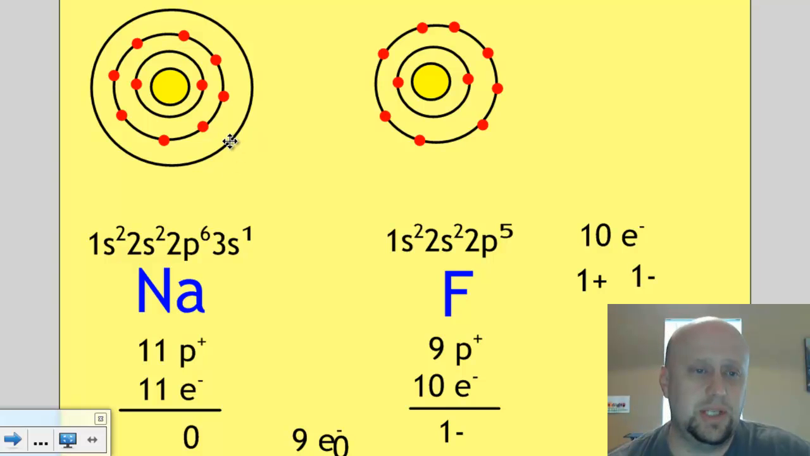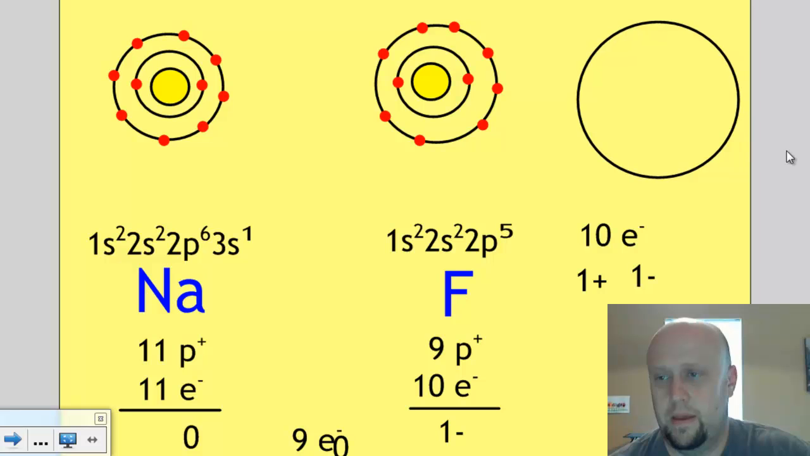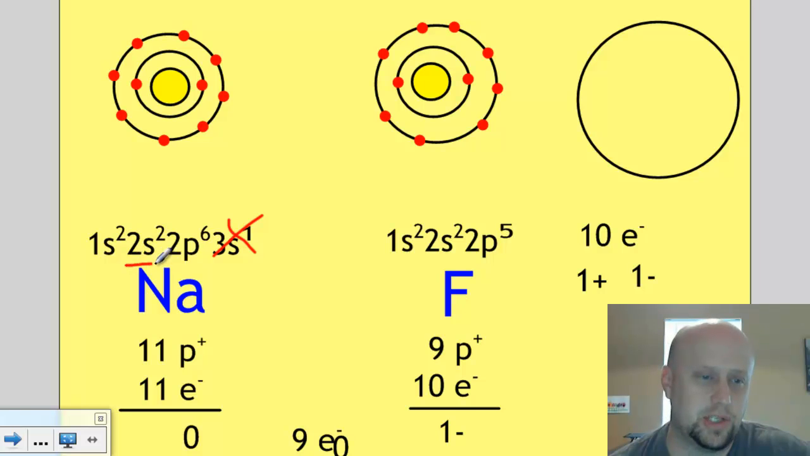Okay, so what that means is that if I get rid of the electron in the 3, then that 3 isn't there anymore, so that's not the highest occupied level. Now the highest occupied level is the 2s. And how many does it have in the 2 level? 1, 2, 3, 4, 5, 6, 7, 8.